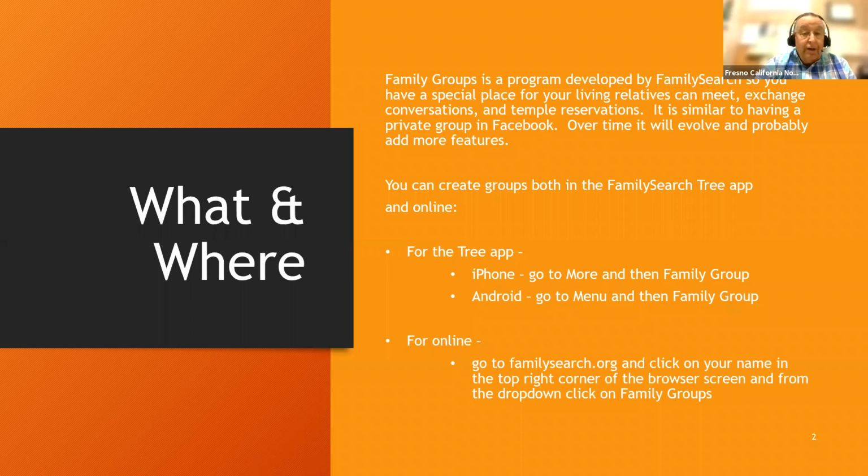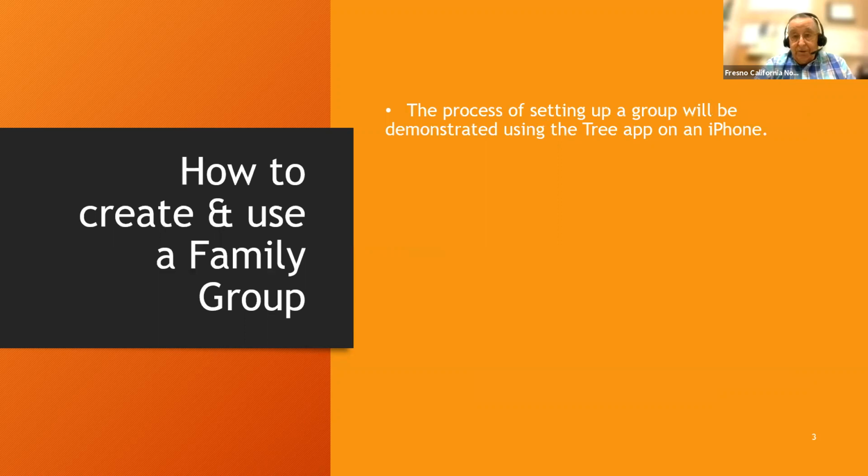If you're online, they added it so that after you've signed in, your name is in the upper right-hand corner. You can click where your name is, and in that drop-down, there's now Family Groups as one of the choices. No matter which of these ways you go, you will get basically the same experience.